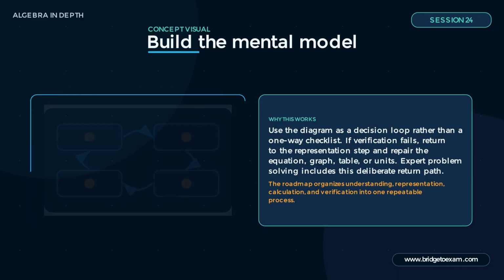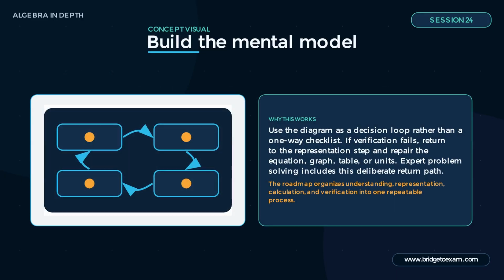The visual gives us the central idea. Use the diagram as a decision loop rather than a one-way checklist. If verification fails, return to the representation step and repair the equation, graph, table, or units. Expert problem solving includes this deliberate return path.